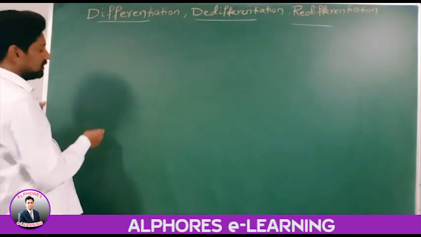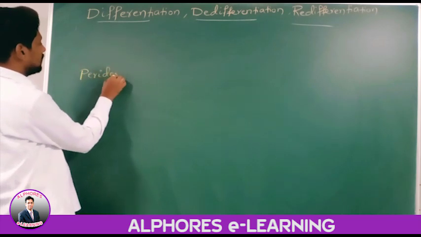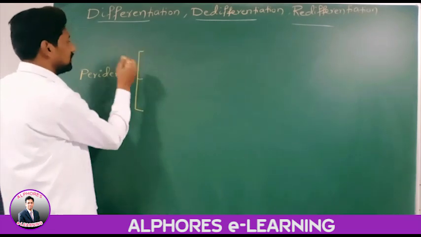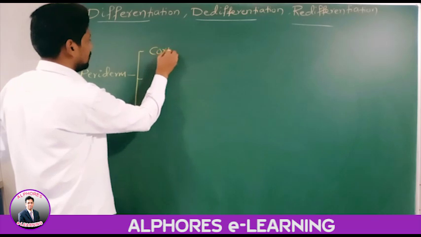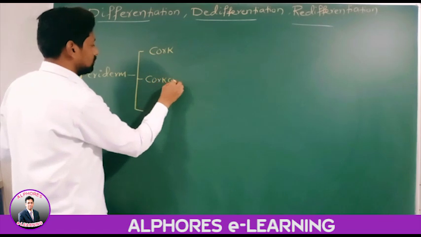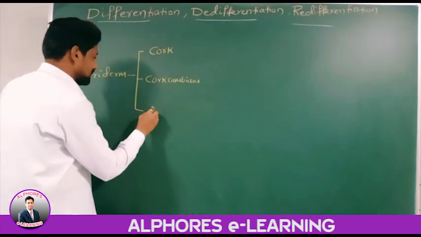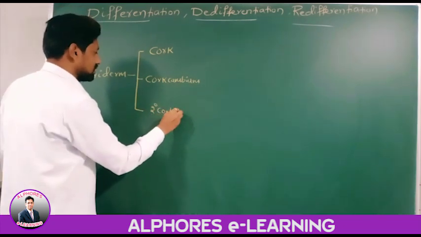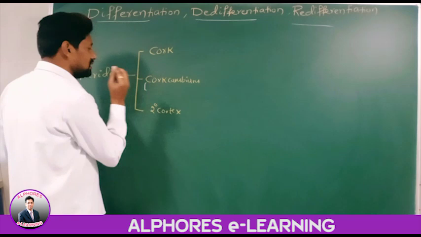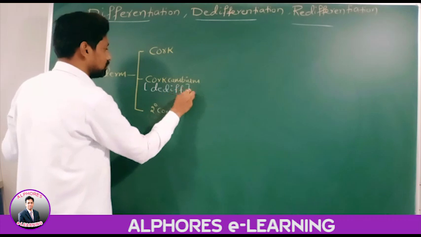Take a periderm. What is a periderm? Periderm includes number 1, cork; number 2, cork cambium; number 3, secondary cortex. In these three, cork cambium is formed by which process? It is formed by the de-differentiation process.